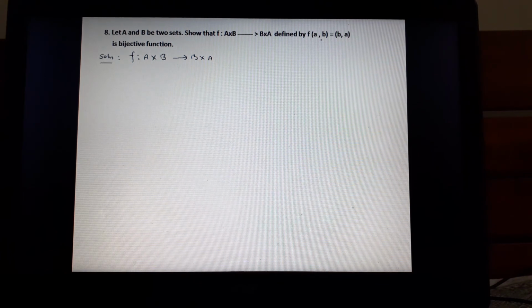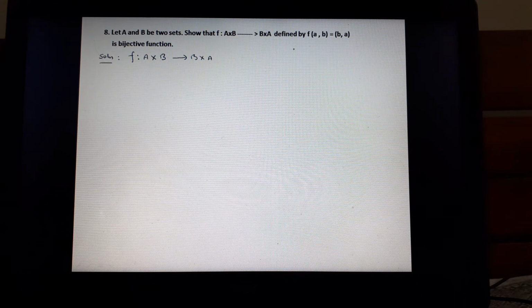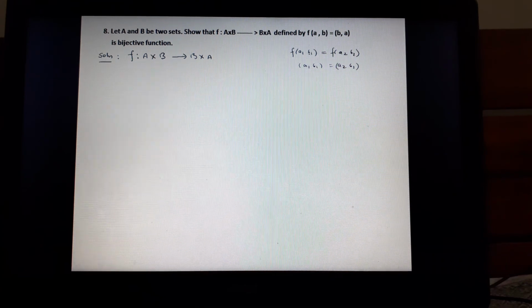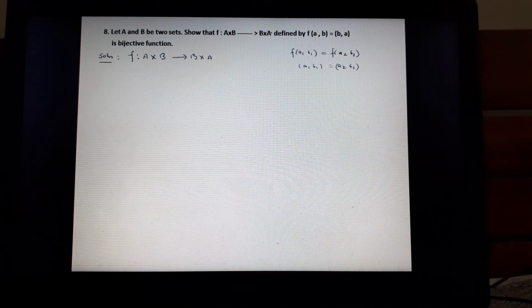It is an ordered pair. So what we actually have to prove is, suppose you take f of (a1, b1) equal to f of (a2, b2), because (a1, b1) is an element of the domain, then I should show (a1, b1) equal to (a2, b2). So this proves it is 1-1. Only the notation changes. Second, I have to take an element here and show that for this element there is an element here which goes to it. That means this is the image. So these are the two things.